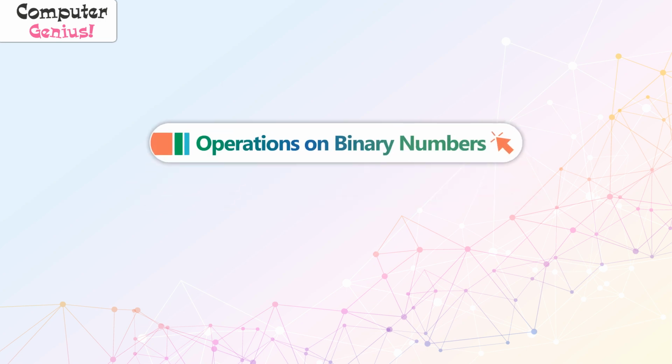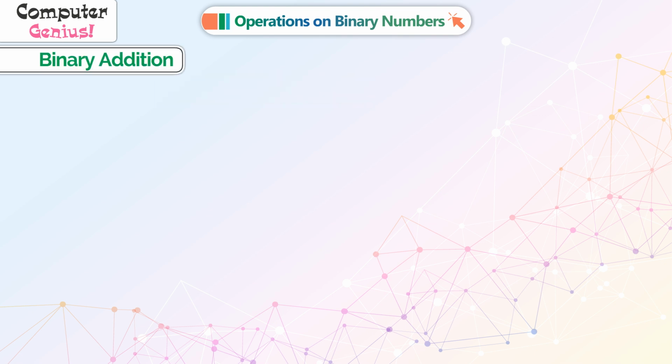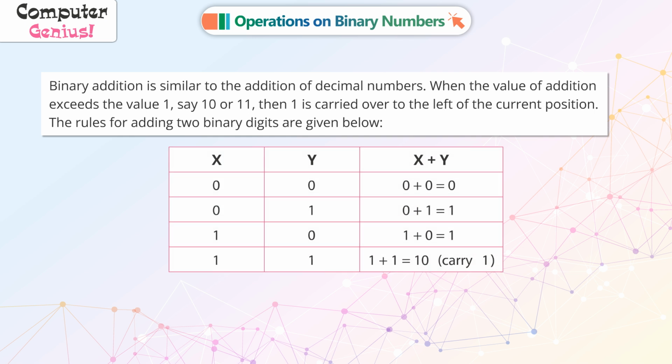Operations on binary numbers. Let's learn the basic operations on binary numbers. Binary addition. Binary addition is similar to the addition of decimal numbers. When the value of addition exceeds the value 1, say 10 or 11, then 1 is carried over to the left of the current position. The rules of adding two binary digits are given below.